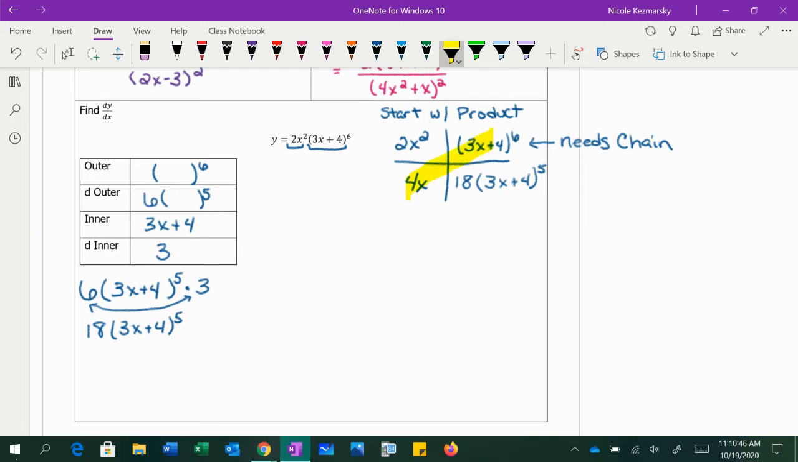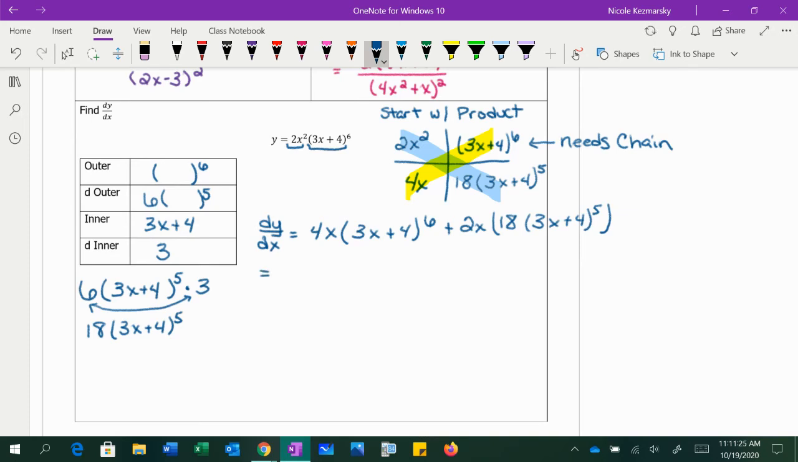So then I'm going to start in my lower left-hand corner and start doing my derivative. So the directions say find dy dx. So I'm going to write dy dx equals, and I'm going to say 4x times 3x plus 4 to the 6th power plus the other diagonal, and that's going to be 2x times 18 times 3x plus 4 to the 5th.